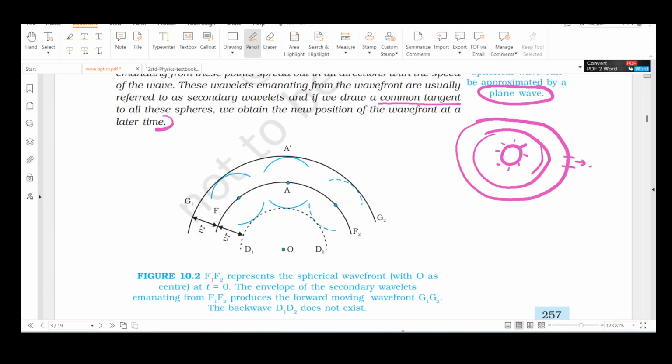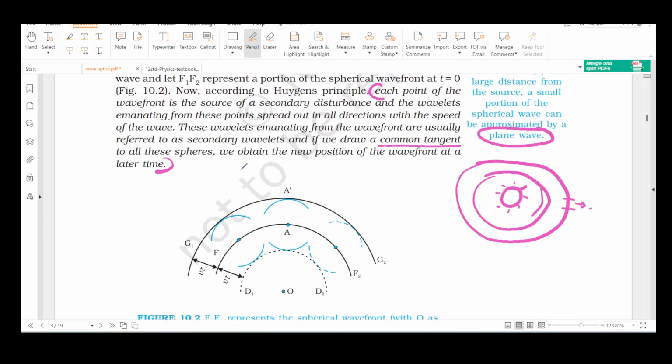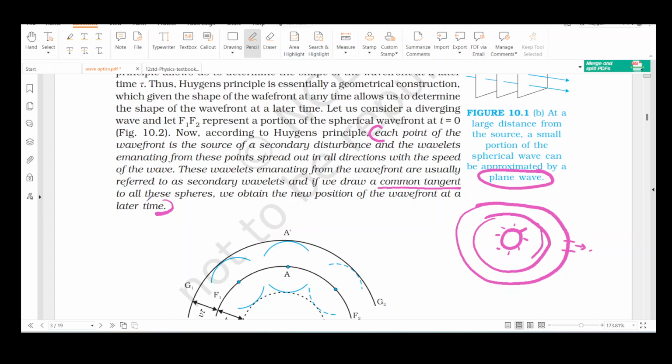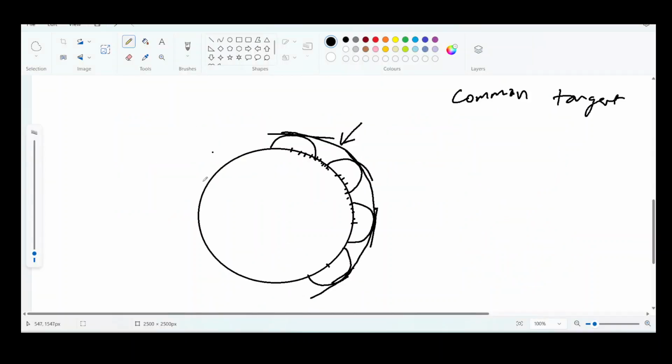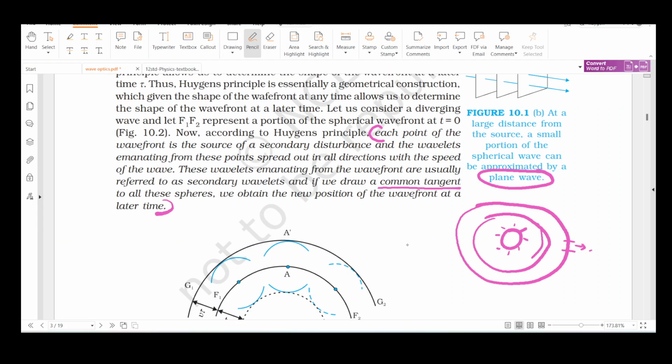Is that okay? So wavefronts upon wavefronts are created by light. So with the common tangent to all the spherical wavelets, we obtain the new position of the wavefront at the later time. So this is the new position. A wavefront has now become this wavefront as time has elapsed. How much time? 1 second. I talked about 1 second. So this wavefront becomes this wavefront, and so on. It keeps moving forward. So this is Huygens principle.